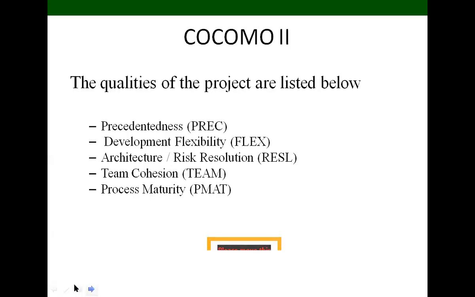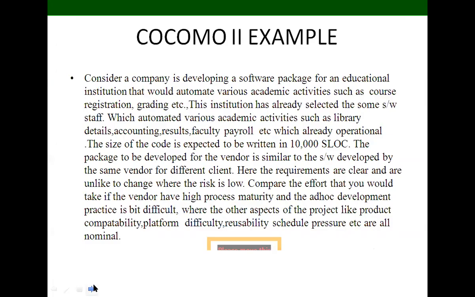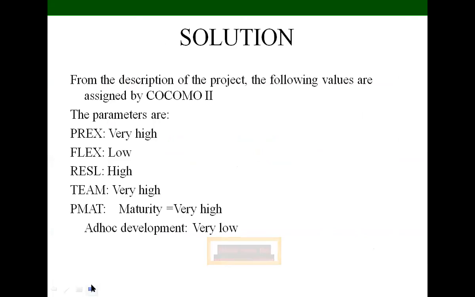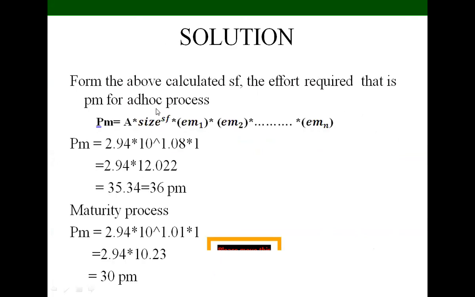So this is maturity very high. We are taking 1.56 for the maturity process and very low ADOC 7.80. By substituting the values in the above equation, we get 1.08, 1.01. Now we move to this formula, PM.